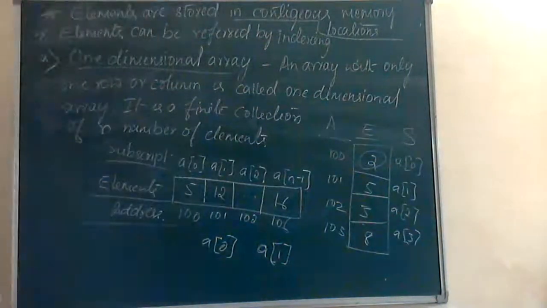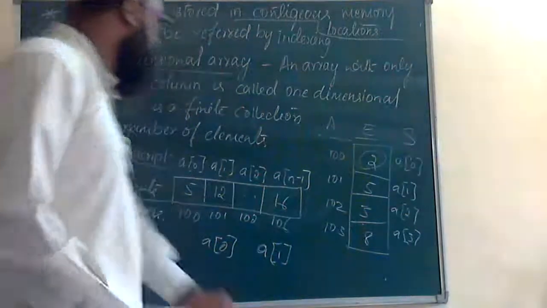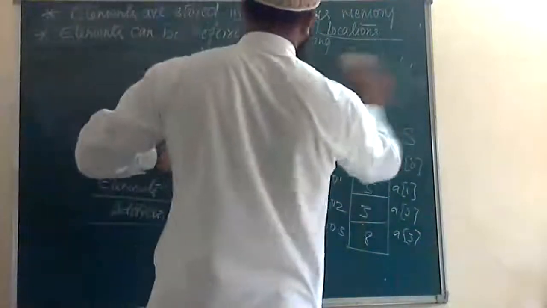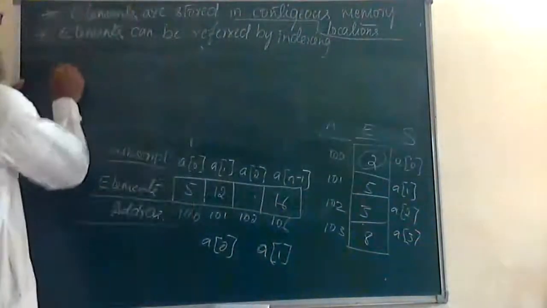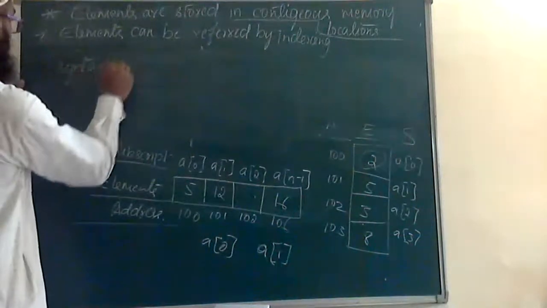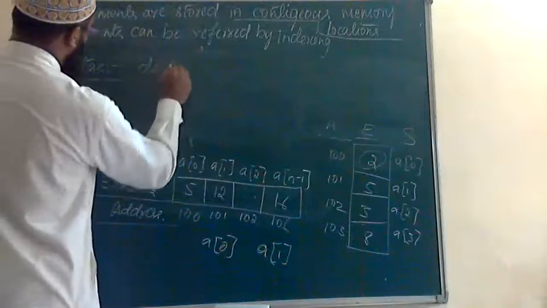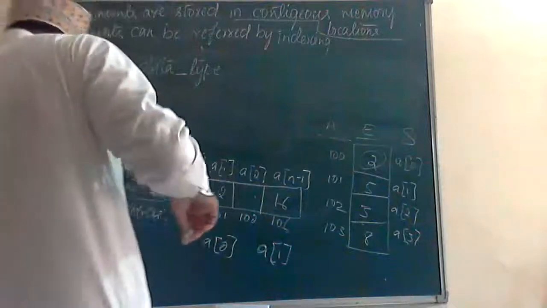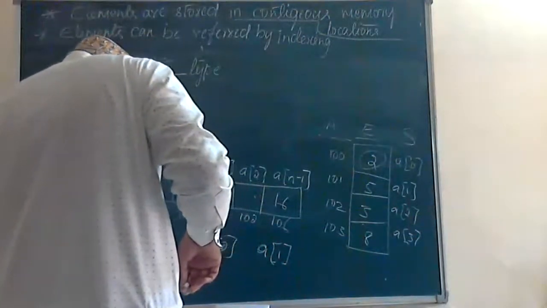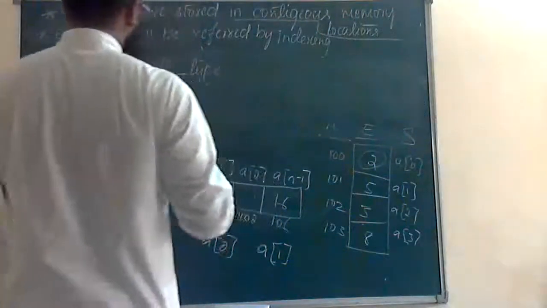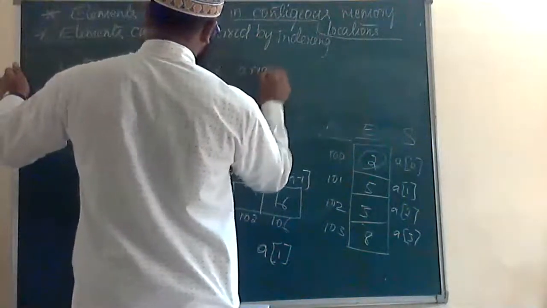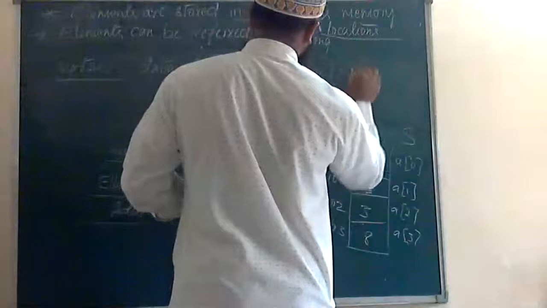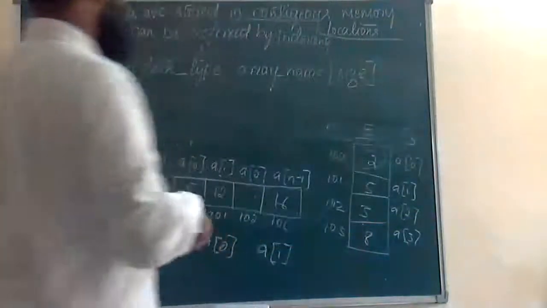Come, we shall see the syntax of a one-dimensional array. How can we give the syntax of a one-dimensional array? The syntax is: first we have to see the data type, then the array name, then the size. Data type, array name, and size.